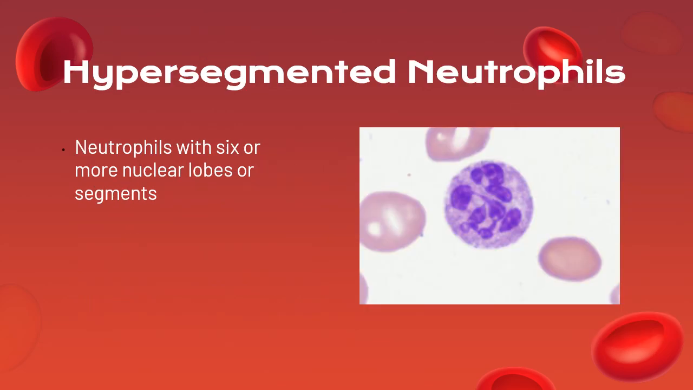So hypersegmented neutrophils: neutrophils with 6 or more nuclear lobes or segments, often seen din sa infections. Makikita din natin, possibly sa infections. Di ba, ang normal is 3 to 5 lobes lang. Pag 6 or more, hypersegmented na siya.